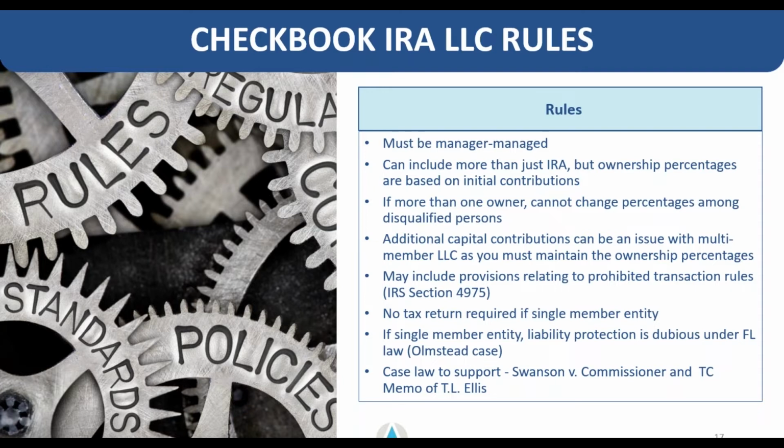Advanta takes care of all the tax reporting for it. Everything flows through the LLC to the member. The member is a tax shelter, being an IRA, and doesn't have to file a tax return. If you have a multi-member LLC, it no longer can be designated as a disregarded entity. It has to be looked at as a partnership and does have to file a partnership return with the IRS.